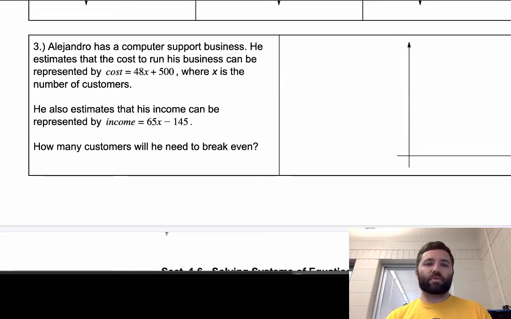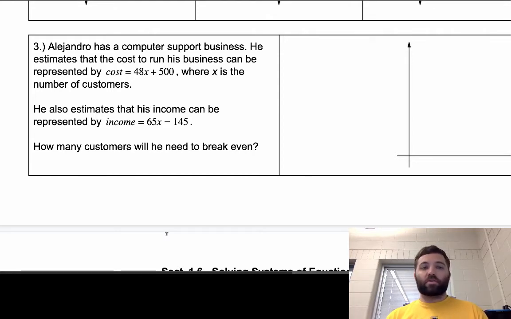Alejandro has a computer support business. He estimates that the cost to run his business can be represented by cost equals 48x plus 500, where x is the number of customers. He also estimates that his income can be represented by income equals 65x minus 145. We want to know when he's going to break even.